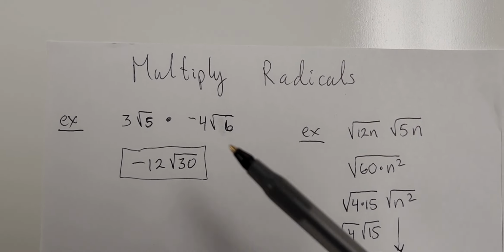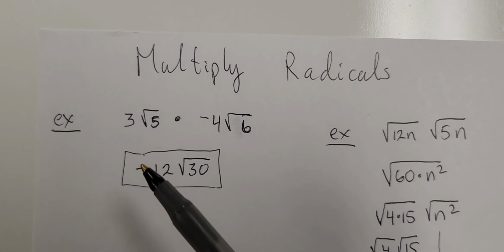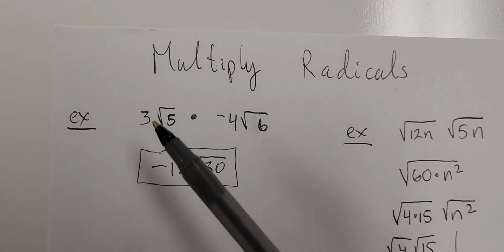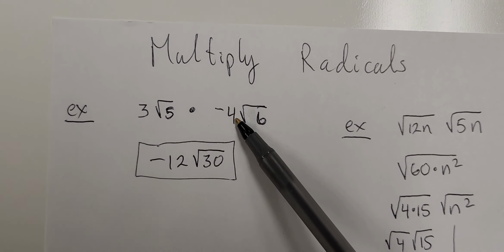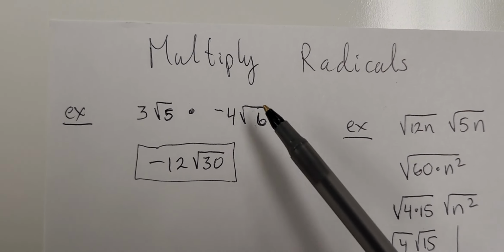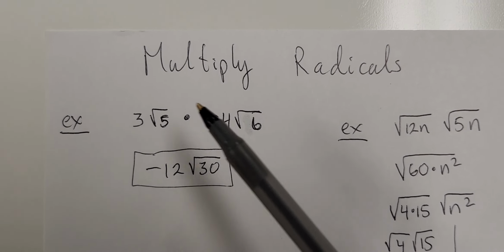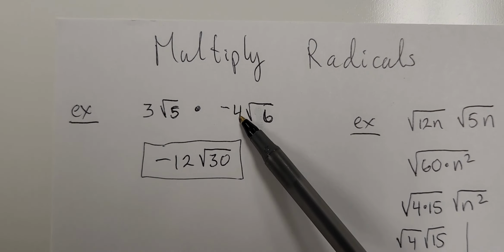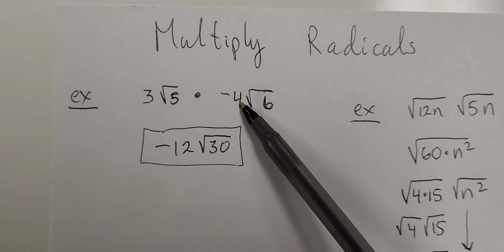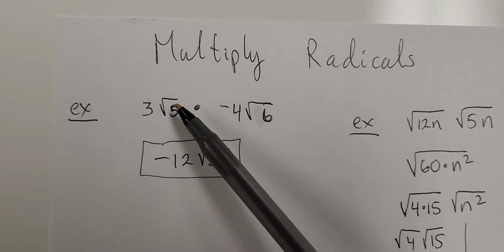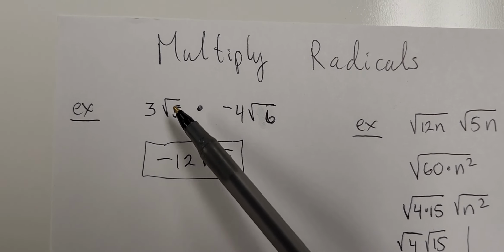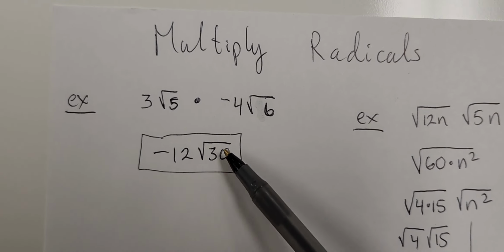This lesson is multiplying radicals. Here we have the first example. So we will multiply the outside number and then multiply the inside number. Multiply the outside number: 3 times -4 is -12. Now multiply the inside number: 5 times 6 gives me 30.